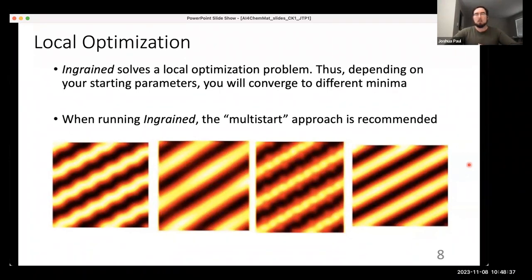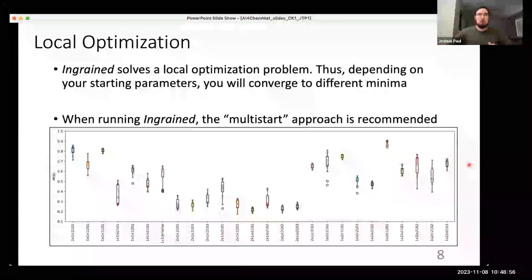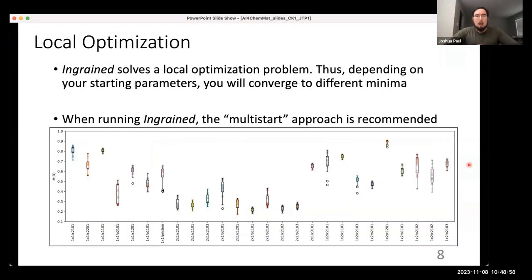generating theoretical images. It is not necessarily limited to a specific kind of resolution experimental image or a specific kind of pattern. It is able to converge on, in this case, various solutions that match better or worse against the experimental image. So it's a fairly versatile tool. However, with that all said, you'll want to run what I call the multi-start approach.